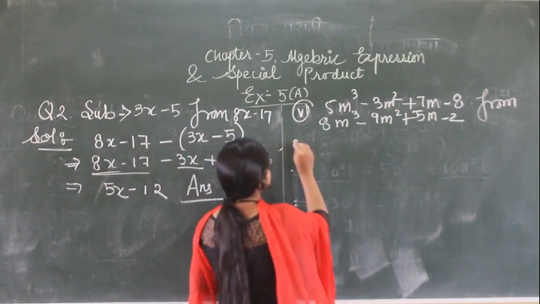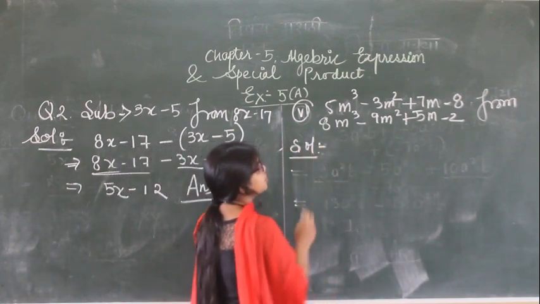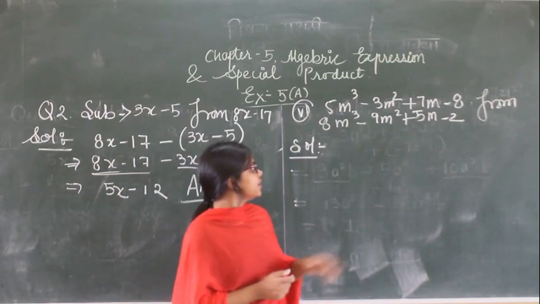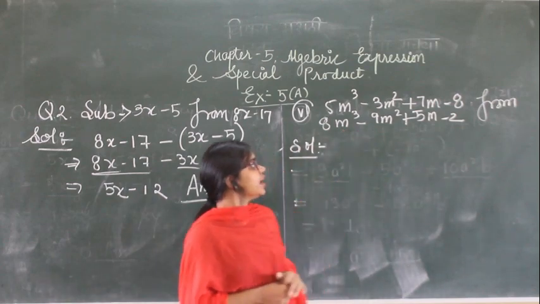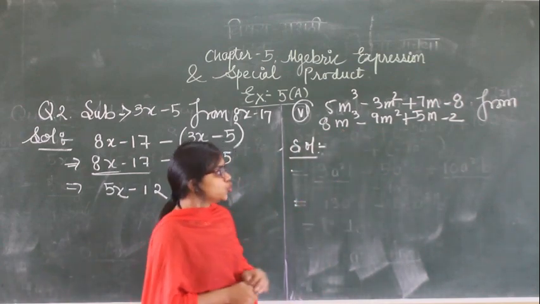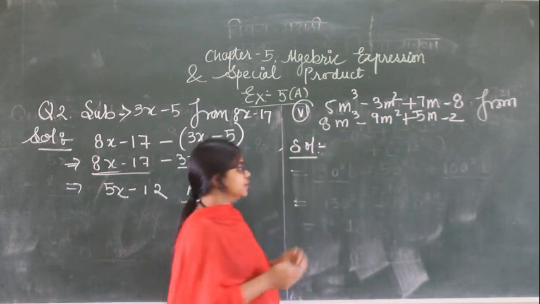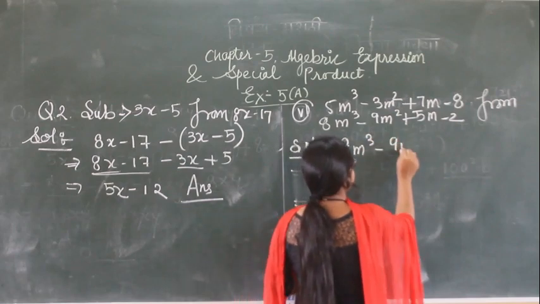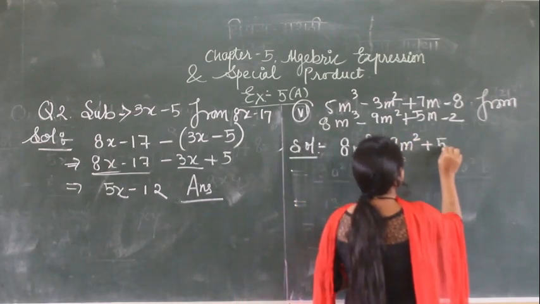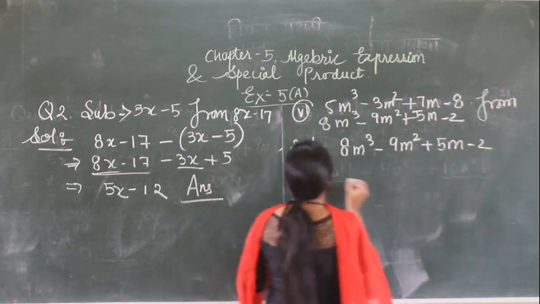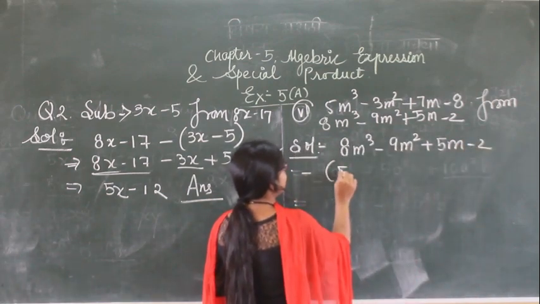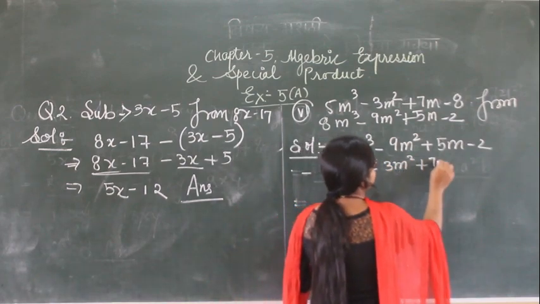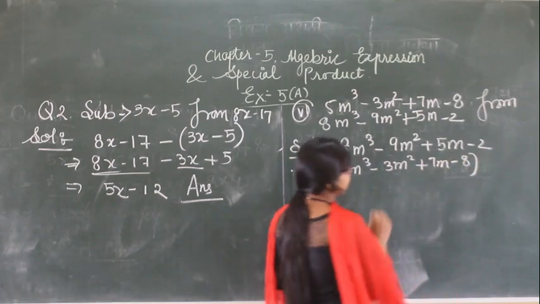Similarly, in the next question, you have to subtract. Of course I will write down this term. So here it is 8m cube minus 9m square plus 5m minus 2. Subtract sign will be there, and now 5m cube minus 3m square plus 7m minus 8 is there.